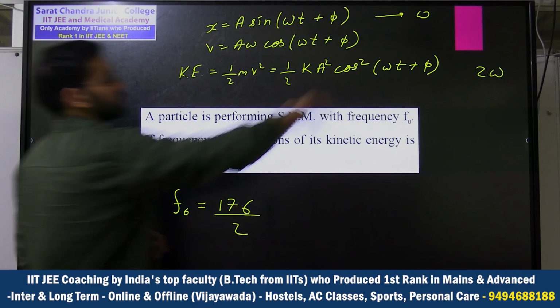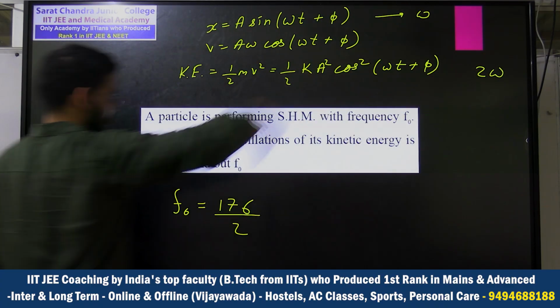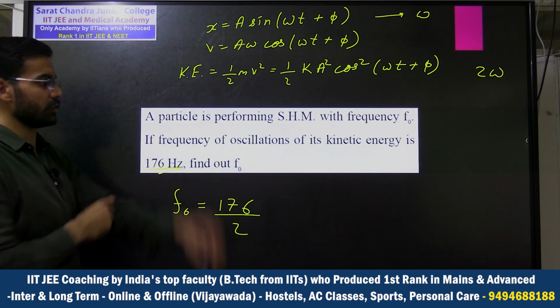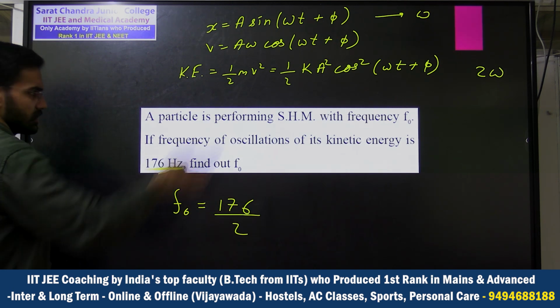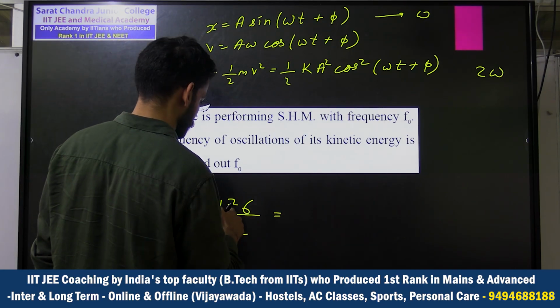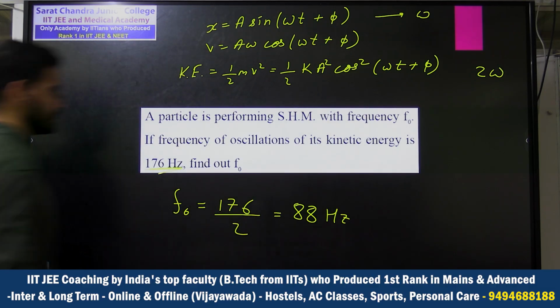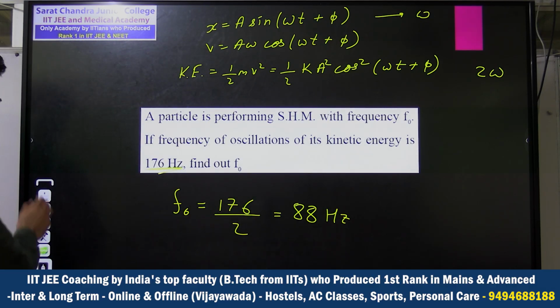Because here it is getting double, so he is discussing this. So this one will be half of that frequency, not angular frequency, so that is directly proportional. Got the point? So 176 by 2, that is 88. Okay, that's it. This was an easy question. Next.